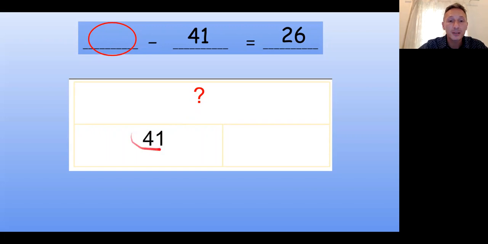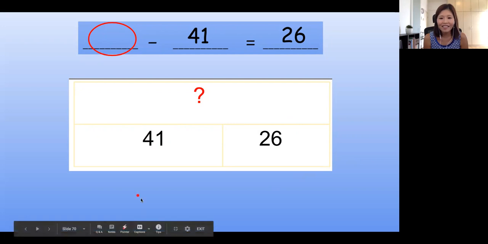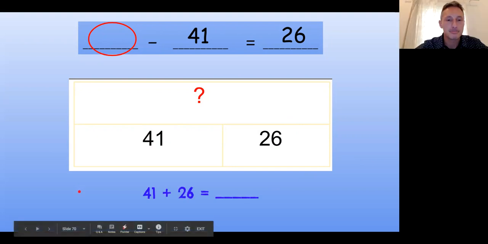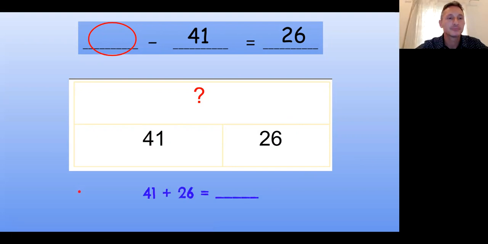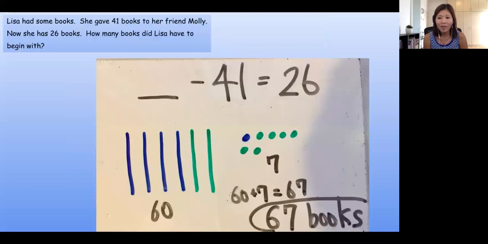Okay, and so if 41 is one of the small parts, and we know that 26 is also going to be the other part, we could squish those two together, and that will tell us what that top number is going to be. Yeah, so I think the strategy to solve this is to add 41 plus 26 to get that first big number, the biggest number, because I know in subtraction, we always start with the biggest number. All right, so let's see how we can solve it.